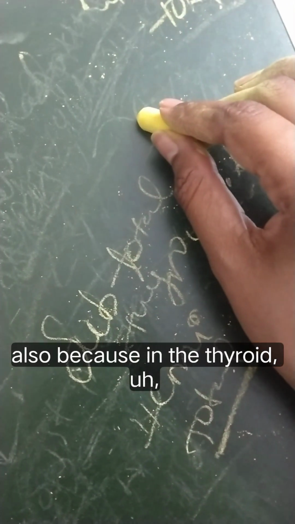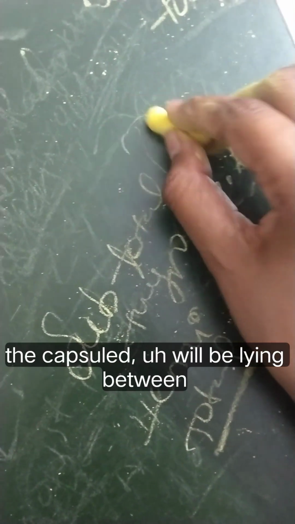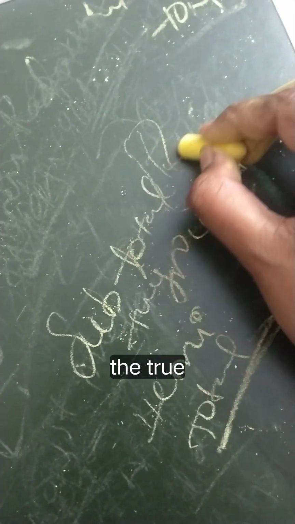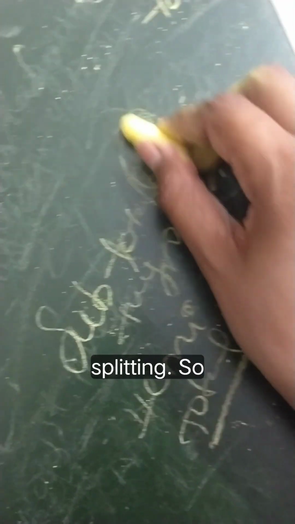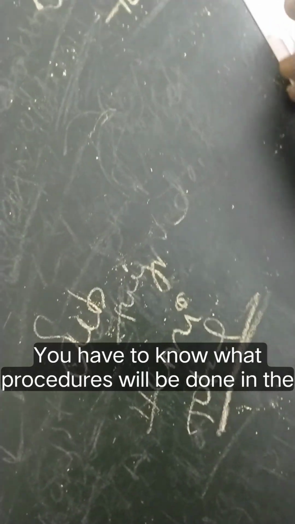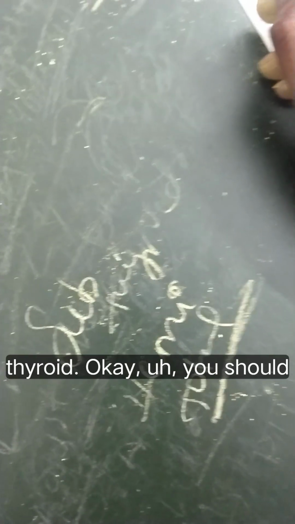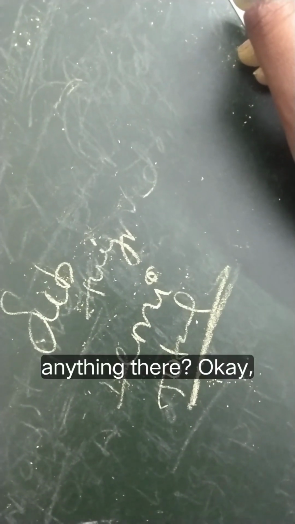So you should see the plane of dissection also, because in the thyroid the capsule will be lying between the true and false capsule, in between the upper and lower fascia splitting. So be careful. We will discuss this in surgery. Basically here we only have to know what procedures will be done in the thyroid. You should be careful not to injure any thyroid arteries or anything there.